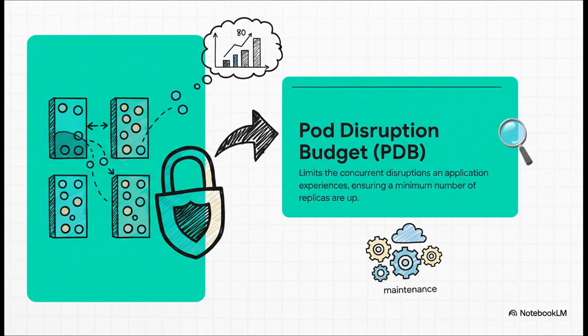That's where a pod disruption budget, or PDB, is your best friend. You create this little object that tells Kubernetes, hey, for this critical app, I need you to always keep at least, say, 80% of the pods running. So if you try to drain a node for maintenance and it would violate that rule, Kubernetes will actually stop and wait. It's your safety net.